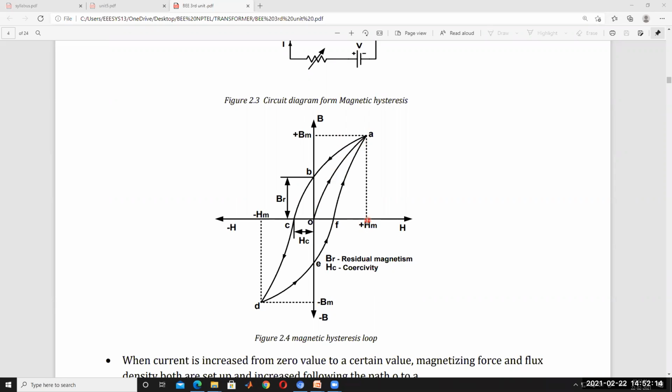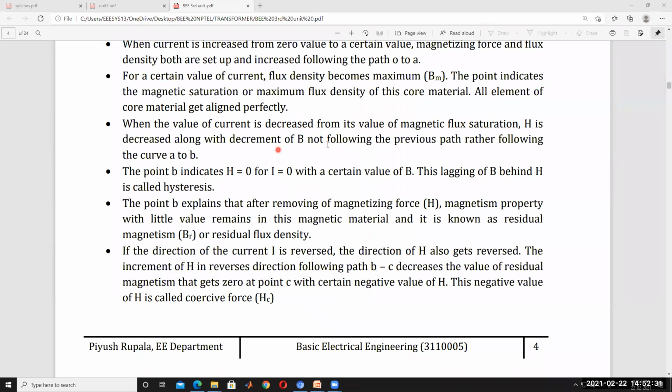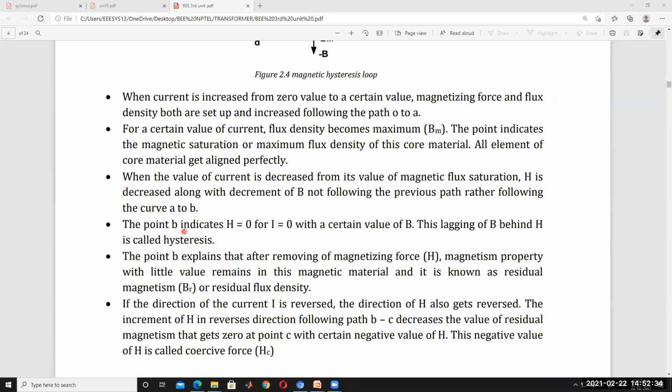So when the magnetic field intensity or current decreases like this, the magnetic flux density does not follow the previous path. It takes another path, called A to B. Understood? So when the current is decreased from its value of magnetic flux saturation, B decreases along with H, not following the previous path, but following curve A to B. That is a very important point.